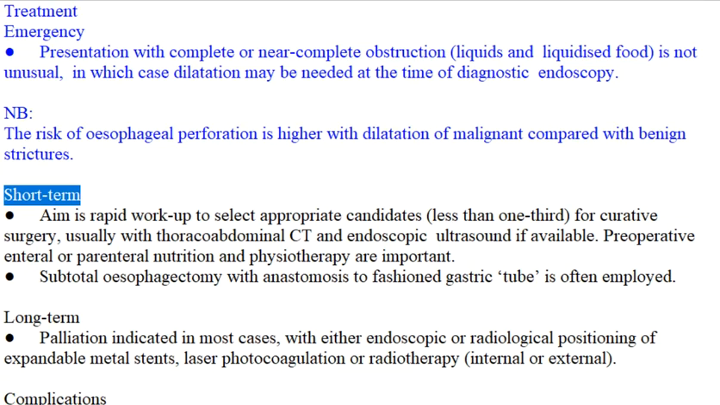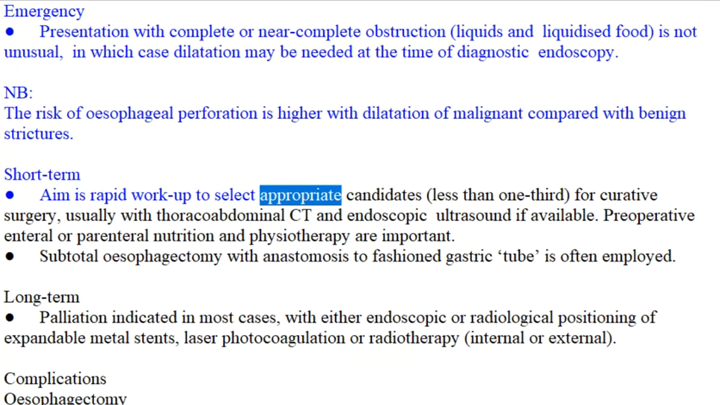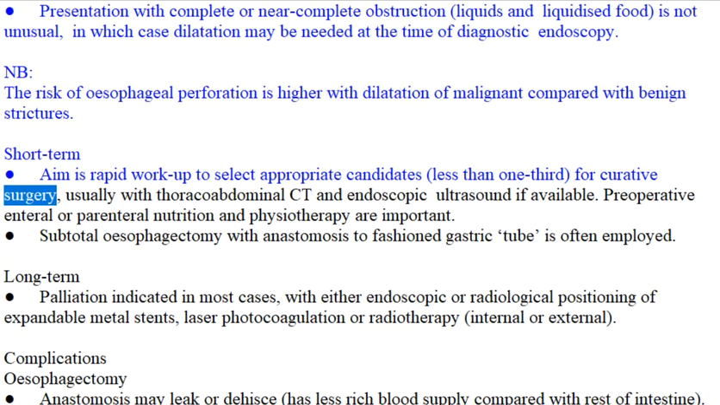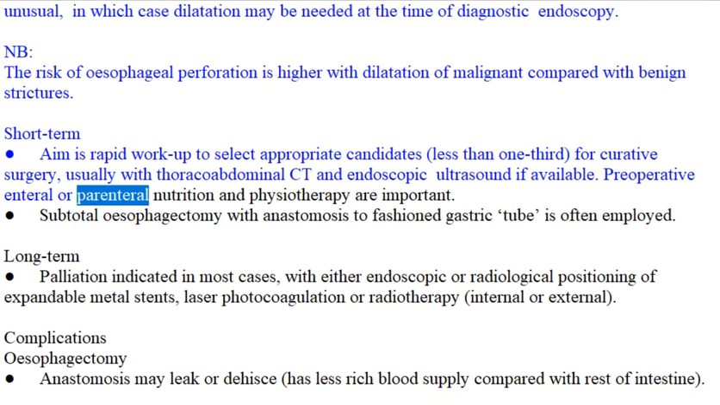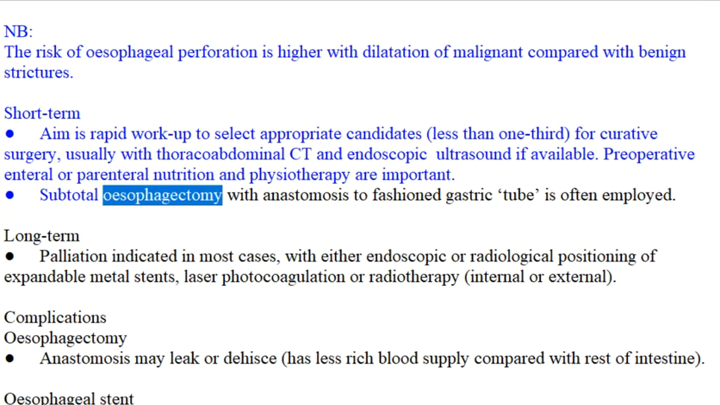Short-term. Aim is rapid workup to select appropriate candidates, less than 1/3, for curative surgery, usually with thoracoabdominal CT and endoscopic ultrasound if available. Preoperative enteral or parenteral nutrition and physiotherapy are important. Subtotal esophagectomy with anastomosis to fashioned gastric tube is often employed.